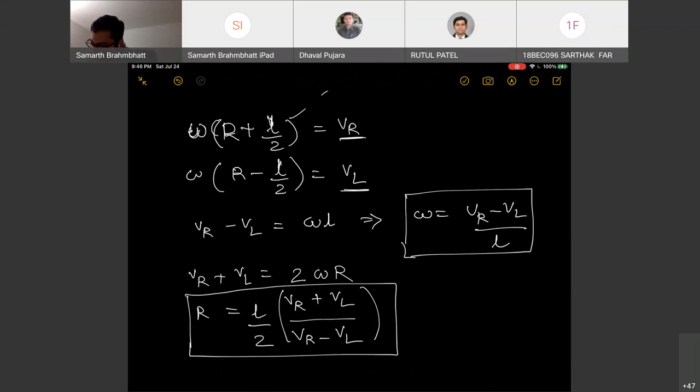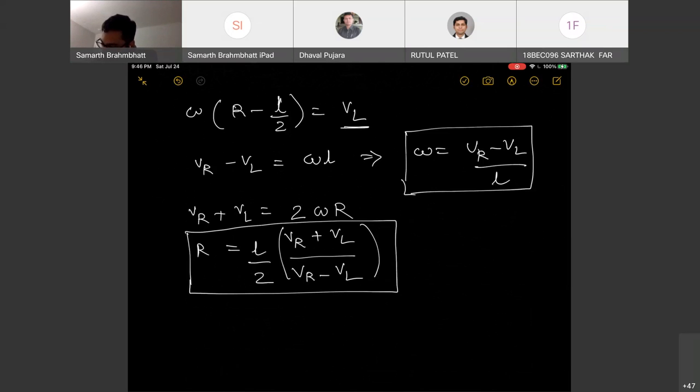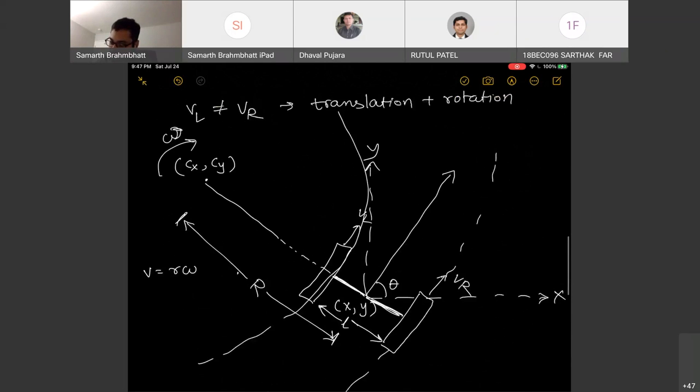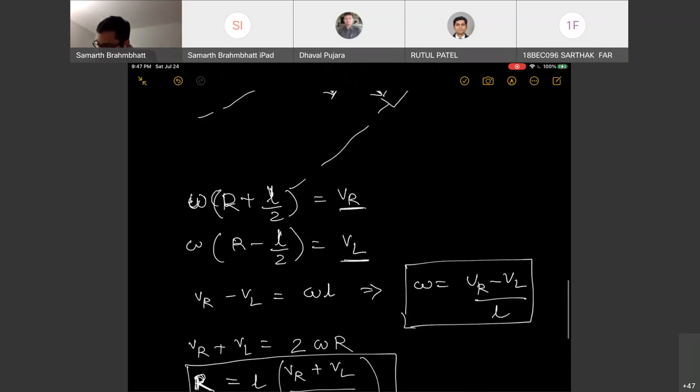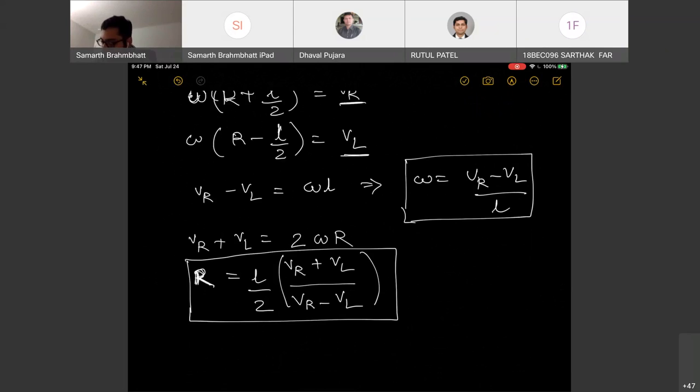Let's just check whether this makes sense. We say that if VR equals VL, then this denominator becomes zero and radius becomes infinite. So that's correct. If VR equals minus VL, then R becomes zero, which is also correct, since if the center of rotation is at the center of the robot, then the radius of rotation is zero. And in general, if VR not equals VL, then it will be some non-zero value.